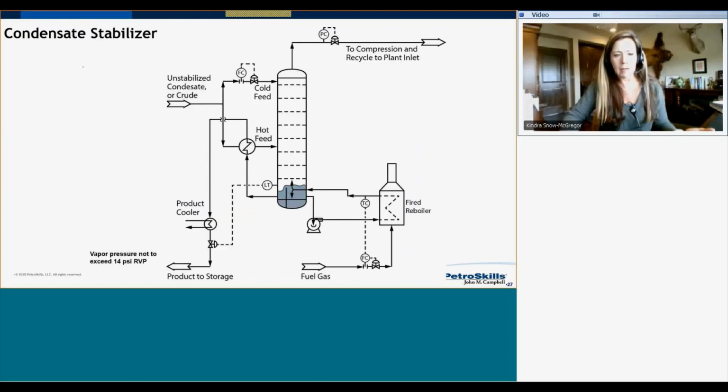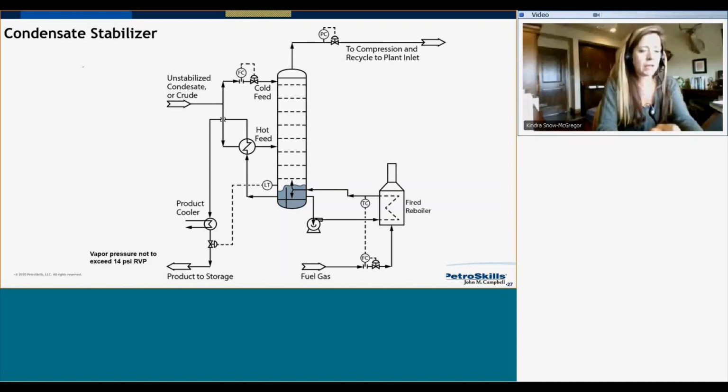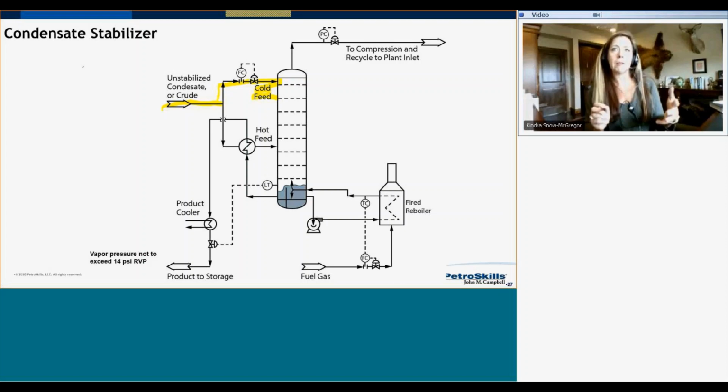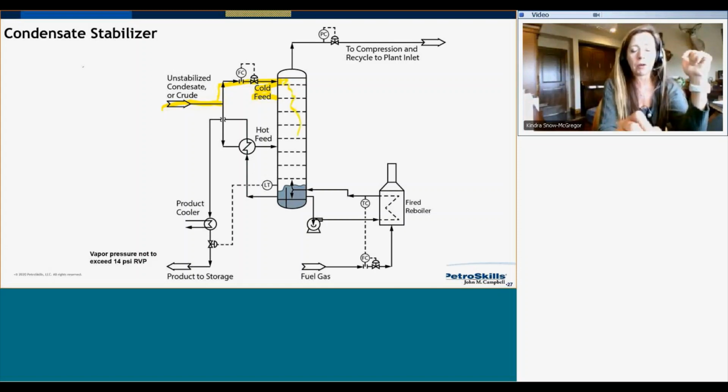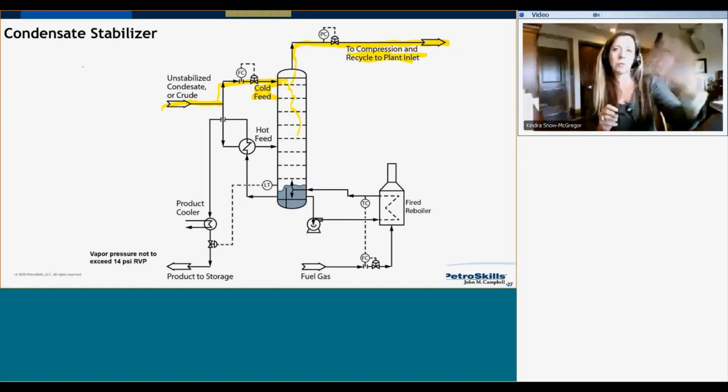So back to my condensate stabilizer. Notice this gives you an idea of what it looks like. This is a very common layout. You can see I have my unstabilized condensate coming in, and notice I'm doing a split feed. I'm taking my cold condensate or crude into the top of the column, and that's going to help knock down any heavy ends that might be trying to escape with the light ends that I'm boiling out. Generally I take that stream back to the front end of my plant. Depending on if I'm out in the field, maybe I'll use it for fuel. It just depends.